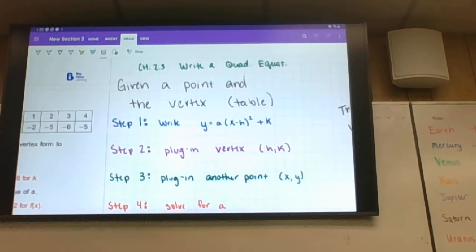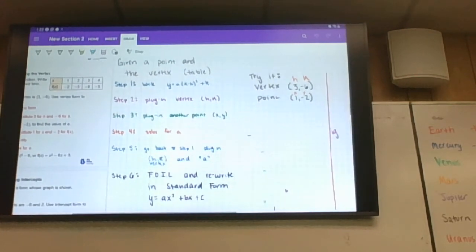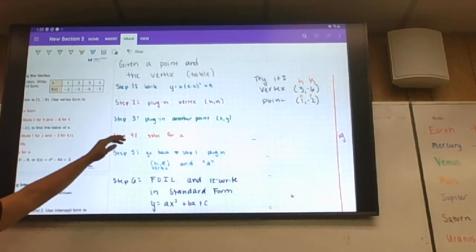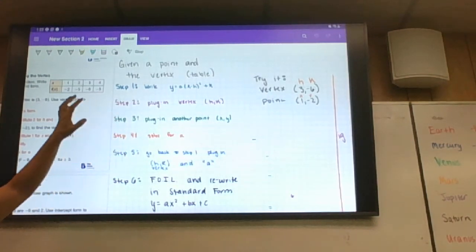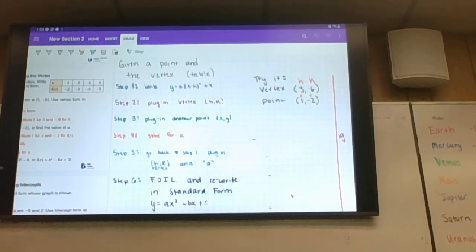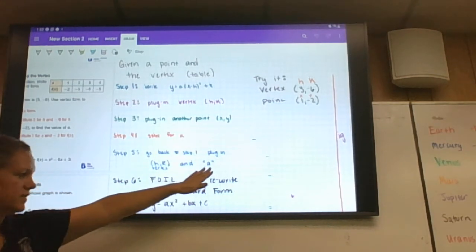That's kind of like part 1. That's it. It's 6 steps. It's a lot. So after you do step 1 through 4, find A, you're going to go back to step 1. In step 1, you're going to plug in H and K, the vertex, and the A that you just found.